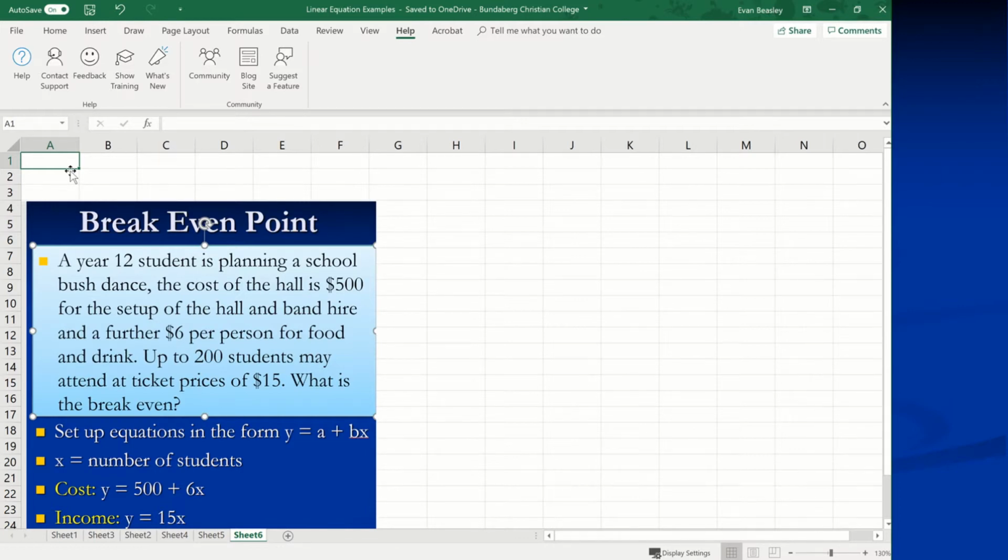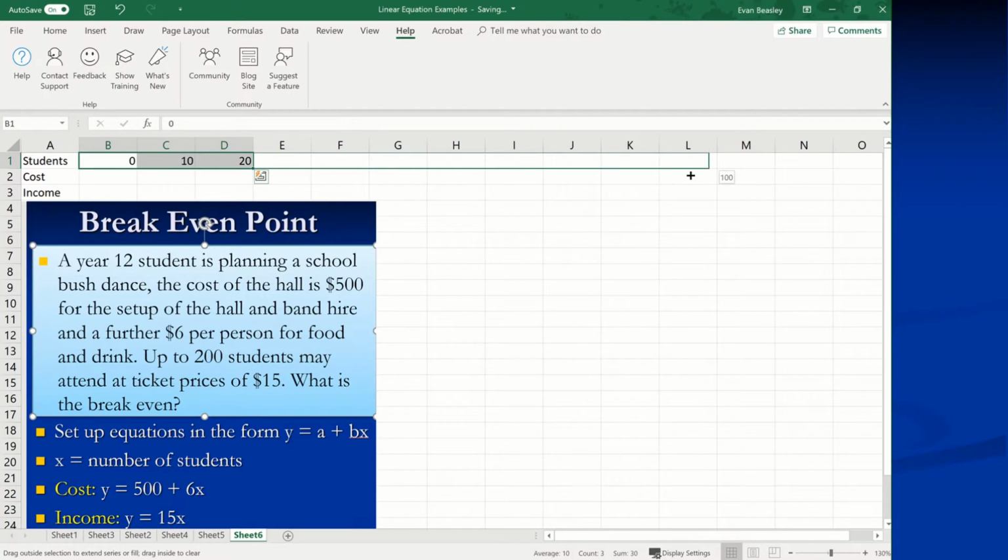So what we're going to do is start to set up our table, and we want to create two lines on the graph, and that's the income and the costs. So if we have a look here, we've got 0 to 200 students. So I'm just going to go 0, 10, 20, and then I'm just going to take that pattern out to 200.